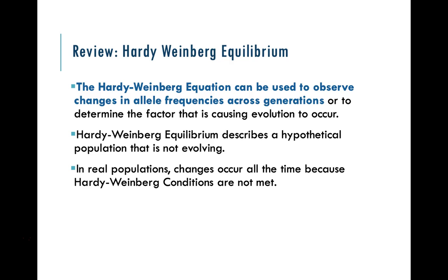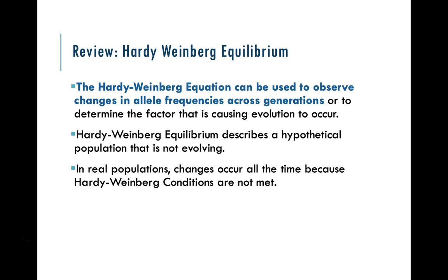There is actually an equation that goes along with Hardy-Weinberg equilibrium that allows us to calculate allele frequencies at a specific point in time. We're sort of assuming that at a single instant in time, no evolution is happening, and then at another single instant in time, no evolution is happening. You can use that information to compare two points in time to see if allele frequencies have changed.